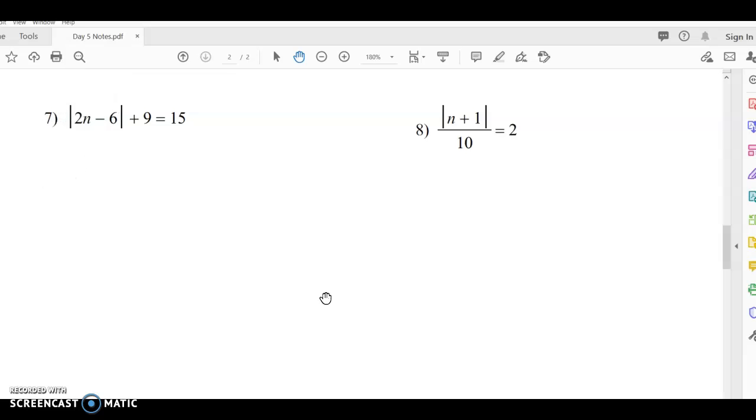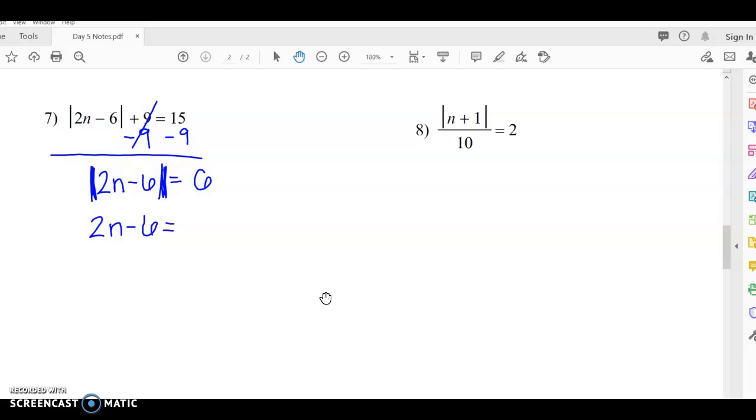So to get rid of a plus 9, we would subtract 9 on both sides. So now we have the absolute value of 2n minus 6 equals 6. So now that the absolute value is alone on one of the sides, you have the absolute value by itself that equals a number. Now you would go positive, negative. So now we do 2n minus 6 equals 6, and then 2n minus 6 equals negative 6. So before you can break it apart to positive and negative, you have to have the absolute value alone.